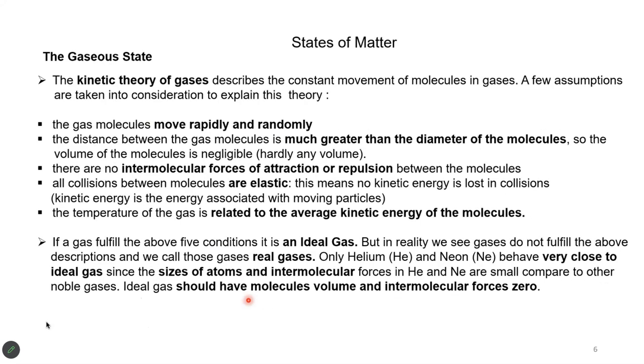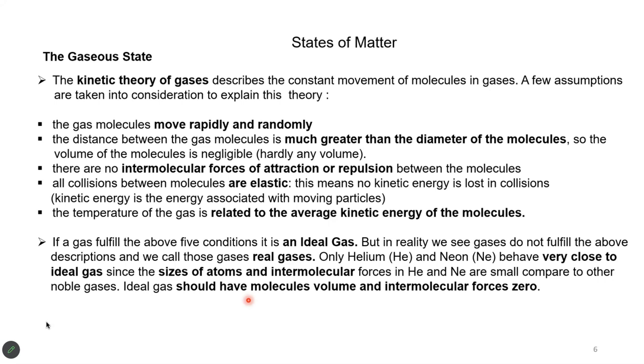We go to the gaseous state, the kinetic theory of gases. We have to make a few assumptions for this kinetic theory. For example, gas molecules move rapidly and randomly. And the diameter of molecules in the gas is very little compared to the volume of the gas, hardly any volume of the molecules. That we also have to consider as an assumption.